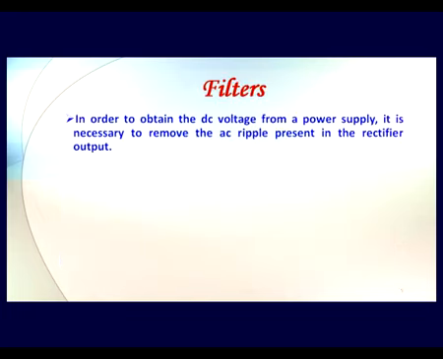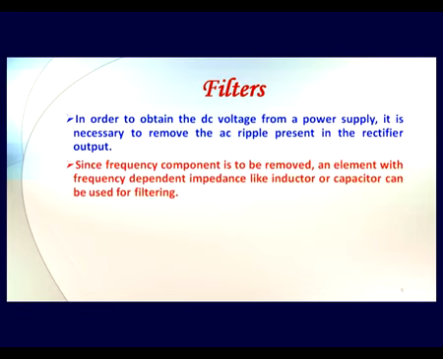In order to obtain the DC voltage from the power supply, we need to remove the AC ripple present in that rectifier output. So that rectifier output has a certain frequency component. Like if it is coming from a half wave rectifier, it will have a frequency component of 50 Hz.